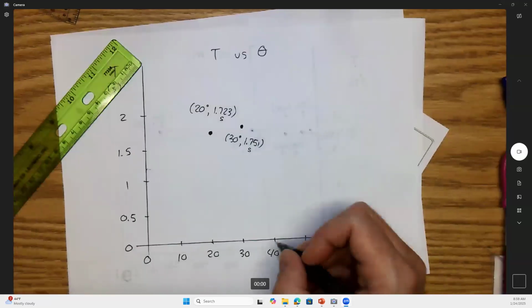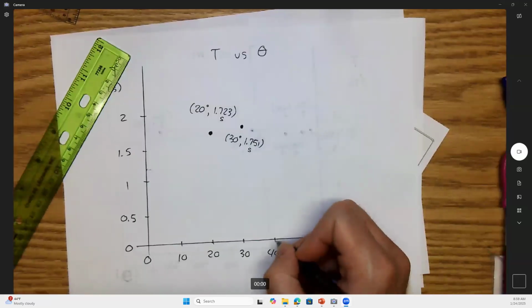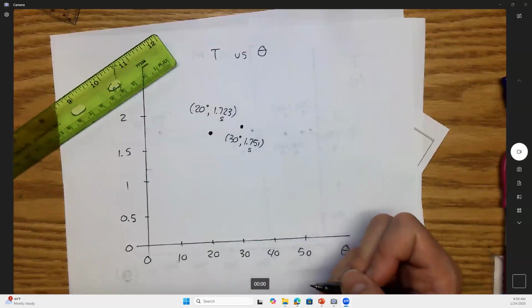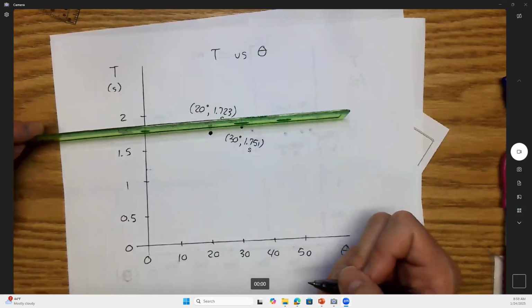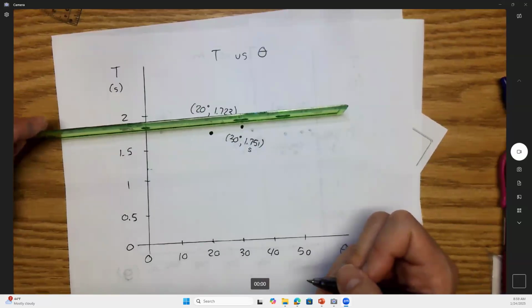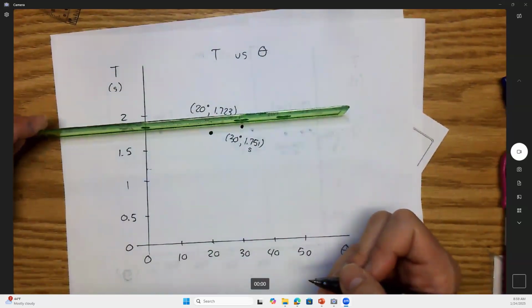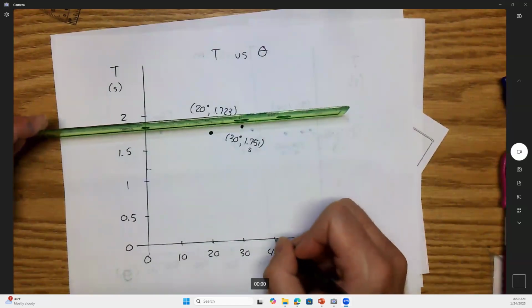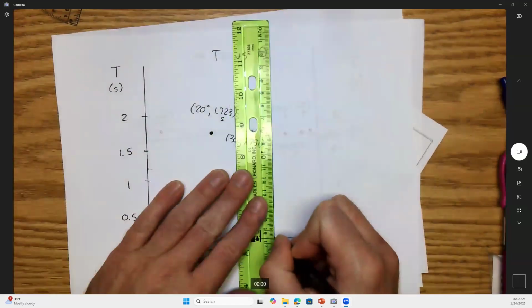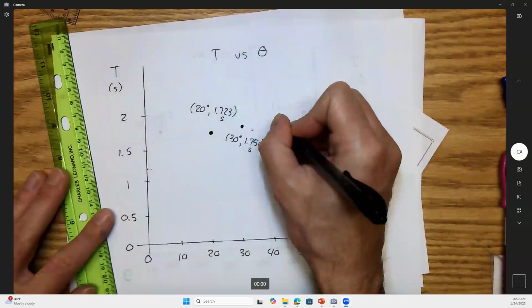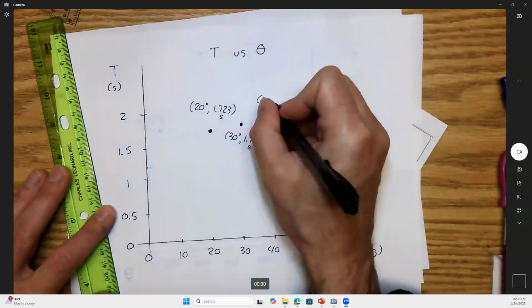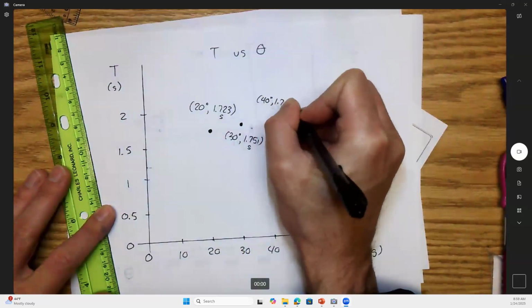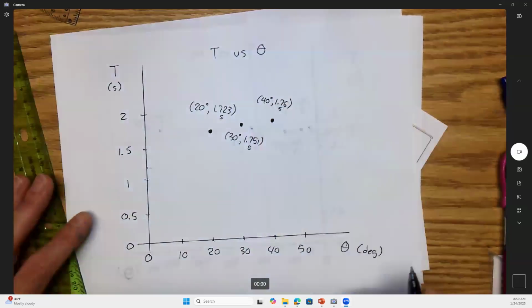The next one was a time of 1.764. Rounding that up, it's going to be 1.765. How many degrees? Degrees of 40. Okay. So 40 degrees, 1.76 seconds. All right. Okay, next one.